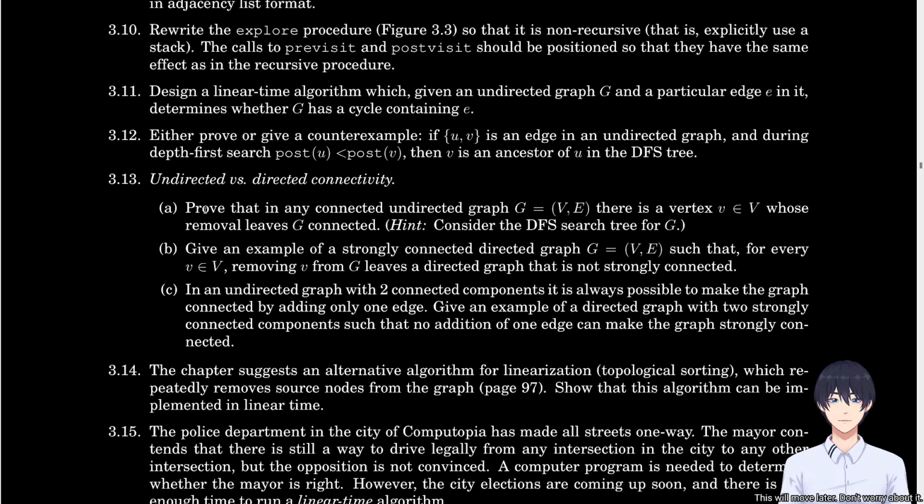Undirected versus directed connectivity. Prove that in any connected undirected graph G, there's a vertex V in the vertices whose removal leaves G connected. Hint. You should put this hint somewhere else, like in a footnote. Okay. Prove that in any connected undirected graph, there is a vertex whose removal leaves G connected.